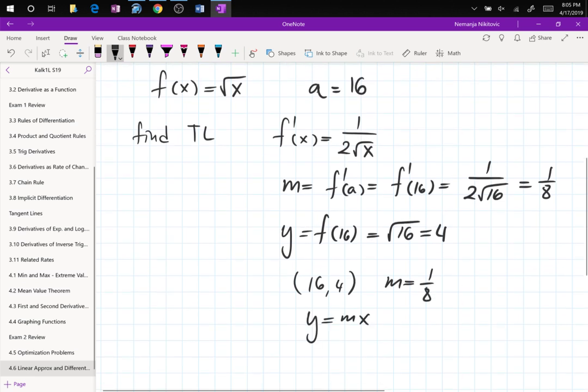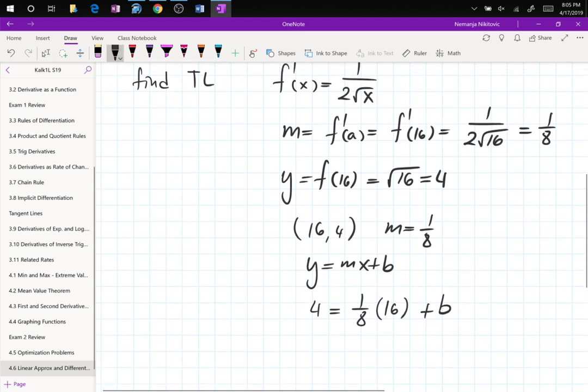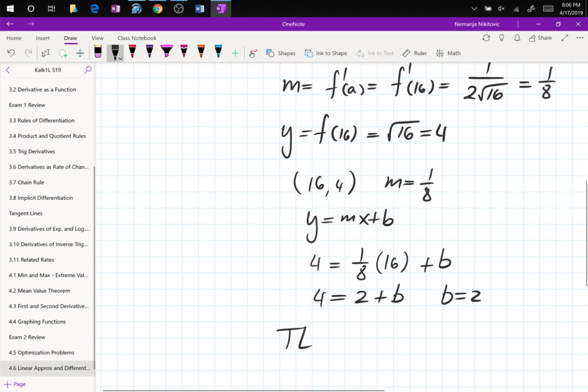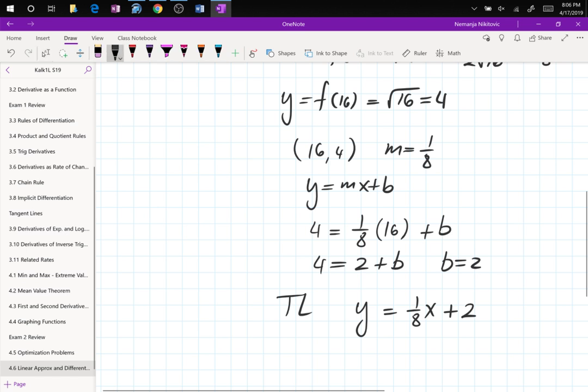y equals mx plus b. This is just a standard tangent line from chapter 3. I'm not doing anything new. y is 4, m is 1 over 8, x is 16, plus b. 4 is equal to 2 plus b. b is equal to 2. And here's the tangent line: y is equal to 1 over 8 x plus 2. Remember the t of x I said? That's the t of x, the tangent line.